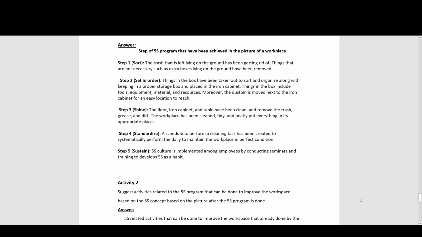Next, step number 3 is shine. The floor, iron cabinet and table have been cleaned and the trash, grease and dirt removed. The workplace has been cleaned, tidied and everything neatly put in its appropriate place.